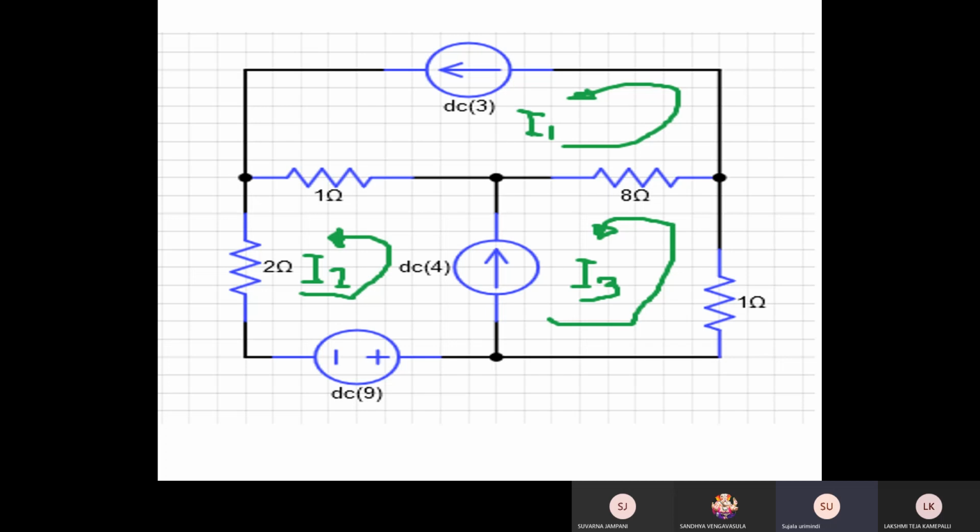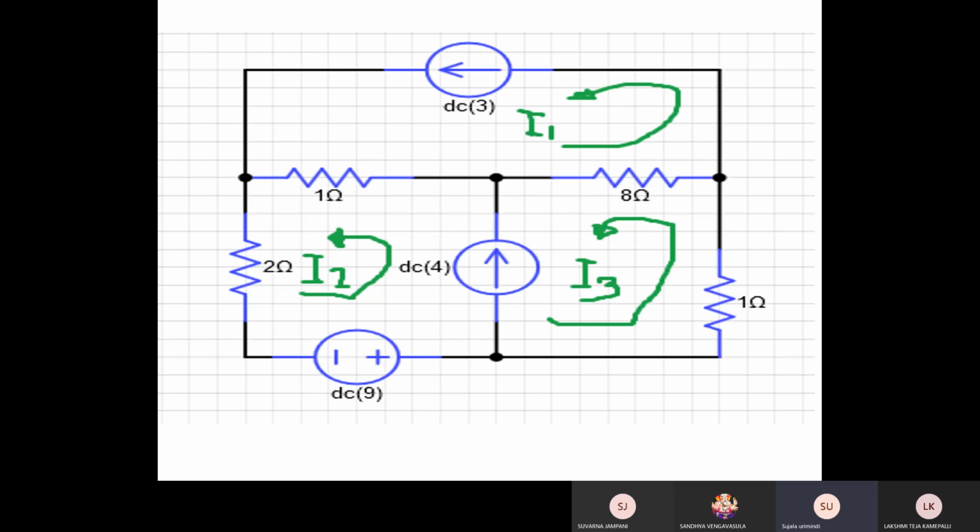Second, depending upon the current directions, you have to assume the polarities. Then, third, generally in the KVL equation we observe that the algebraic sum of the voltages is equal to 0. But here there is a current source in between the two loops. Then what we do is called super mesh analysis.